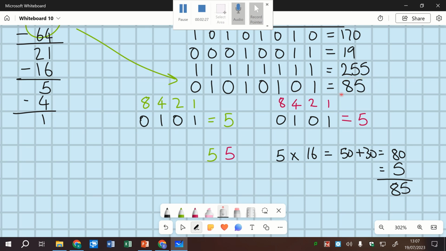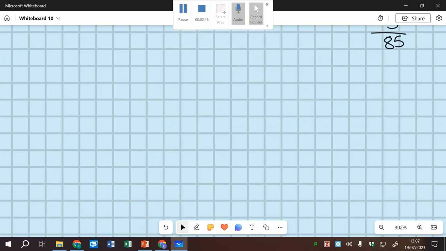Okay, so that's all well and good, but what happens when we go beyond 9? So when we go beyond 9 in denary, we go 10. Right, so in denary, let's say we go 7, 8, 9, we would go 10, like that. So this is denary.